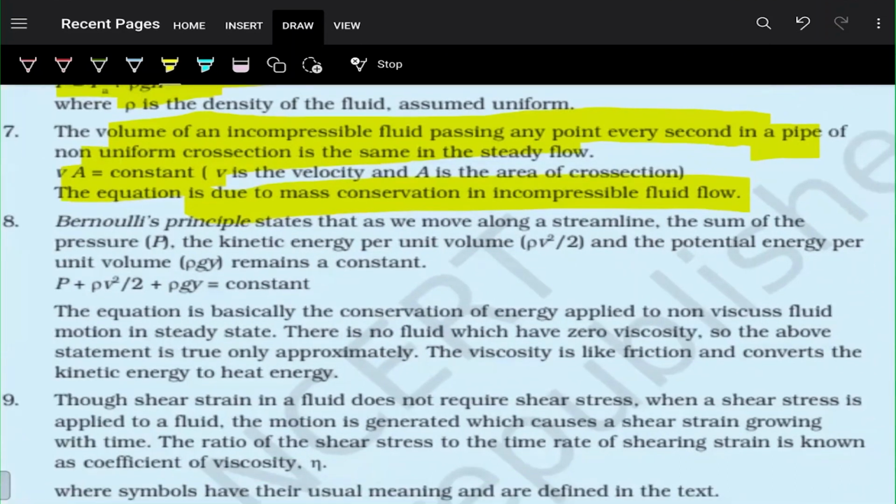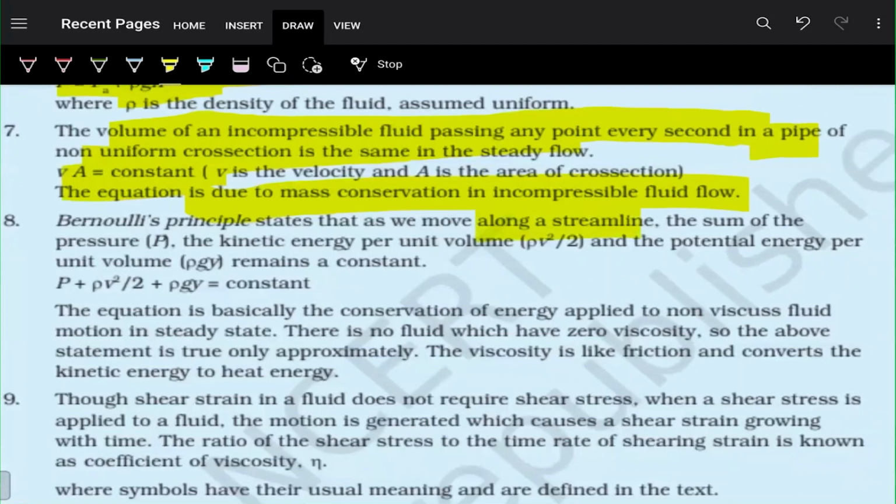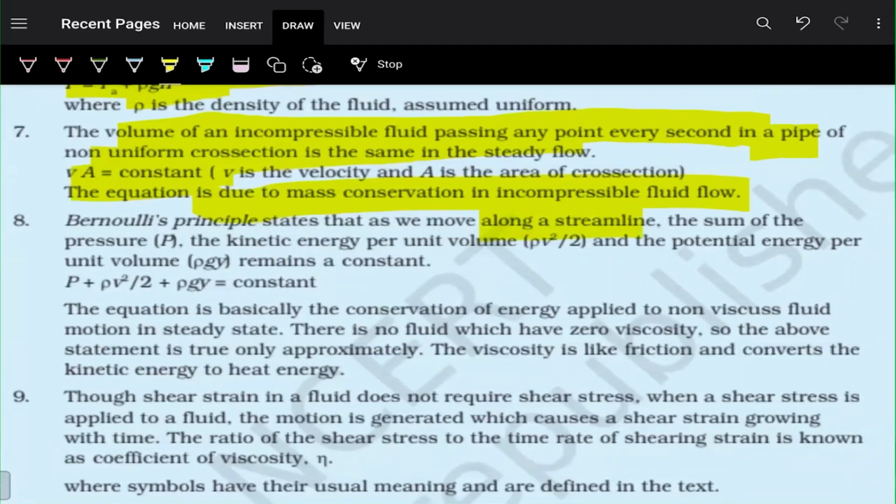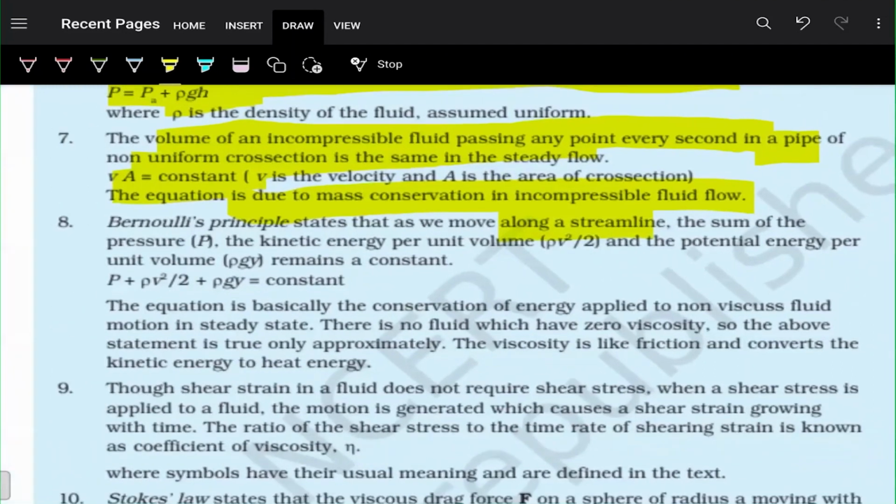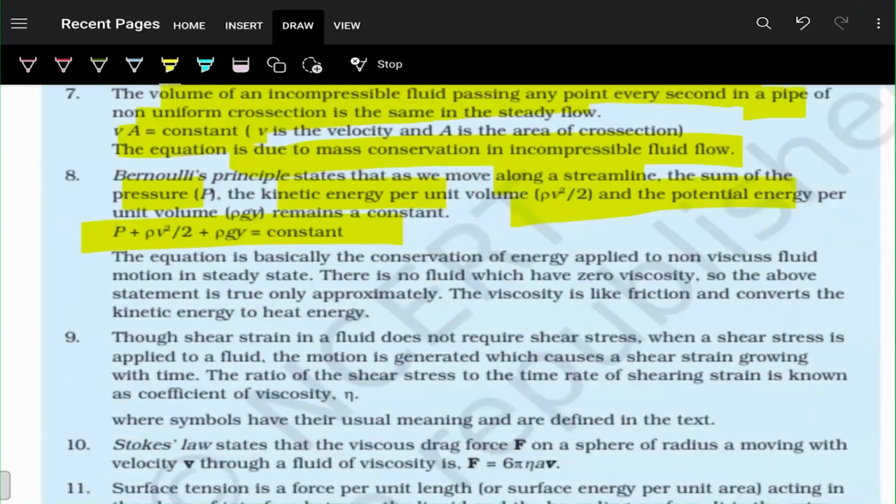Next, Bernoulli's principle states, what does it say? If the fluid flow is streamline, the sum of the pressure, kinetic energy per unit volume and potential energy per unit volume is constant, that is P plus half rho v square plus rho g h is a constant. The equation is basically the conservation of energy applied to a non-viscous fluid. Correct. And what is viscosity? The viscosity is like friction and converts the kinetic energy to heat energy.